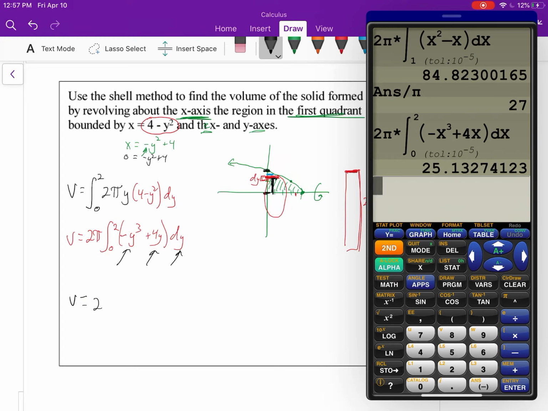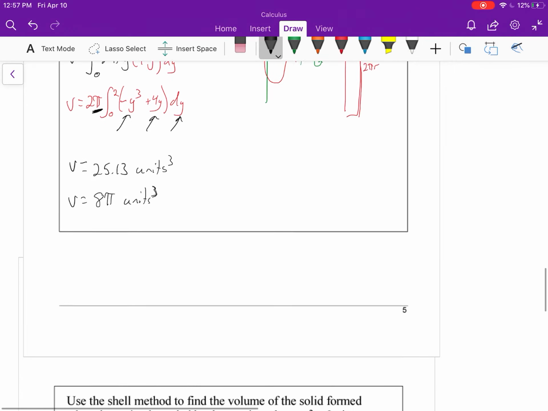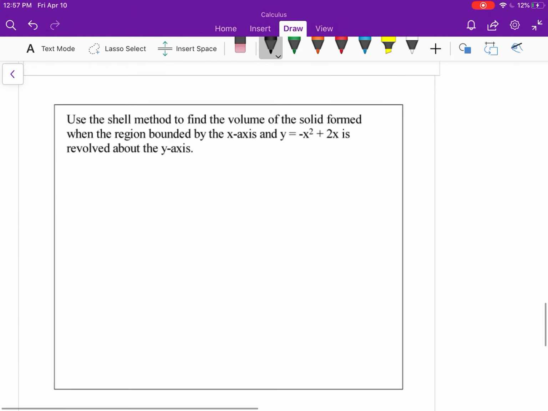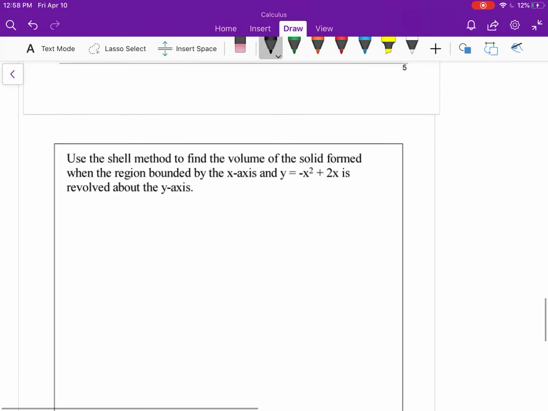And we get volume is equal to 25.13. Again, if we want to get it in terms of pi, we could divide this by pi. So divided by pi gives us 8. So we have 8 pi units cubed for that one. So we're working through that shell method. Several examples here. So here we go. I think this is our last one.